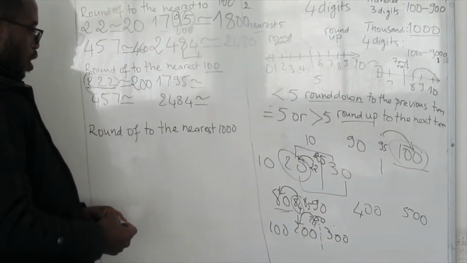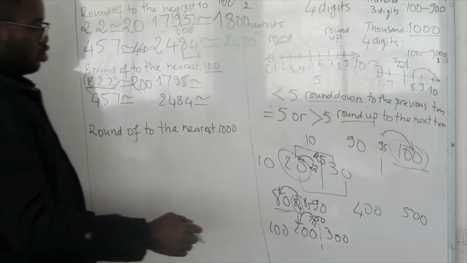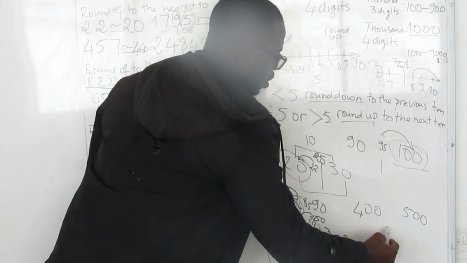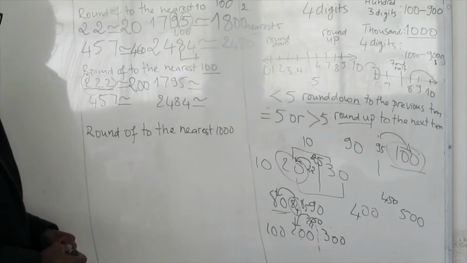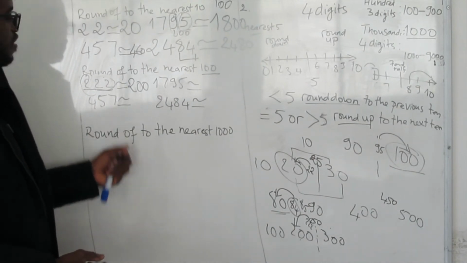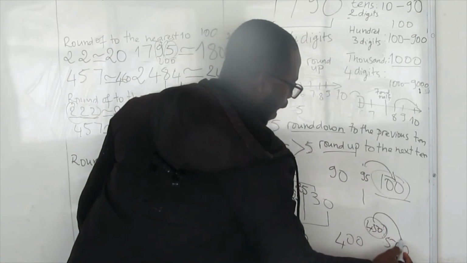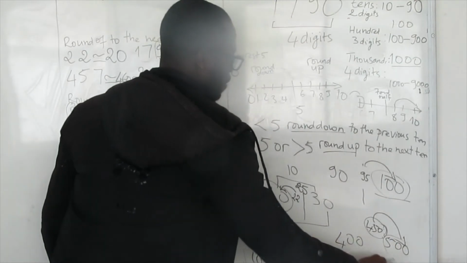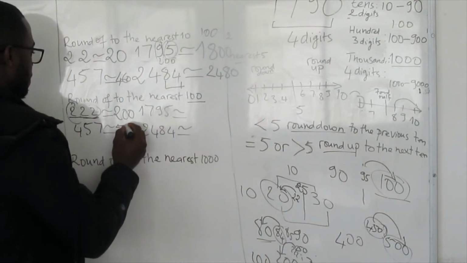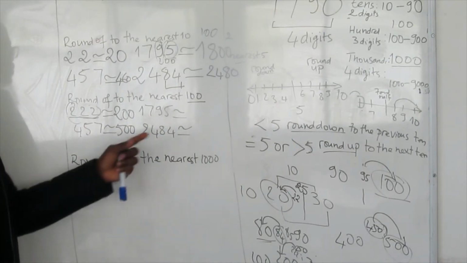Now, step 2, we must find the middle. So the half here is what? 450. Now, let's place our number. Where's our number? 457 is more, it's somewhere here. It's more than our half. So we do what? We round up to the next 100. Our next 100 here is what? 500. Understand now?